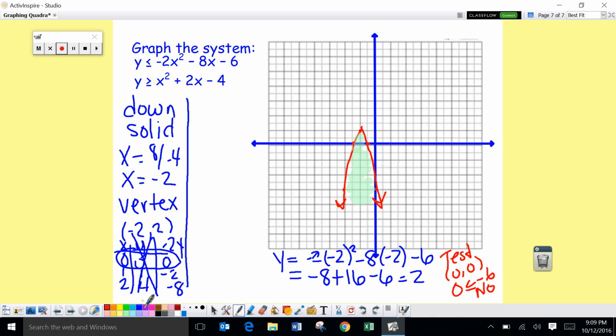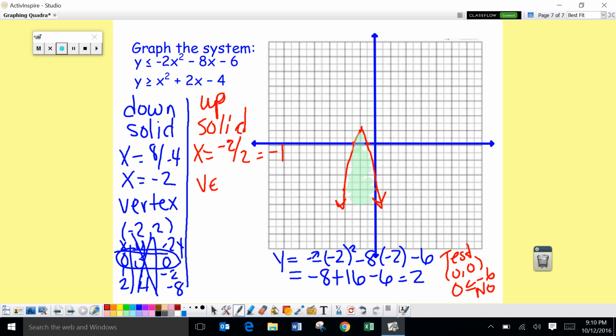All right, let's finish up our last example. We take a look at our last inequality, and we know that it opens up because it has a positive leading coefficient. We know that it is a solid curve for our parabola because it's greater than or equal to. We'll find our axis of symmetry, negative b over 2a. So it's going to be negative 2 over 2 times 1, which is going to equal negative 1.